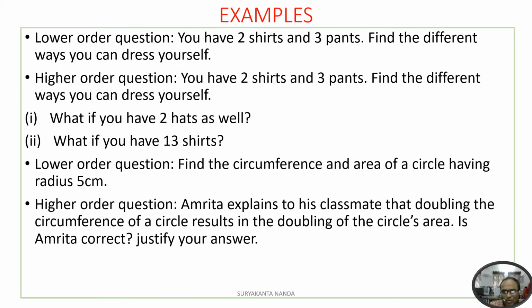Suppose one more question: find the circumference and area of a circle having radius 5 centimeters. So this is a question based mainly on knowledge or comprehension type. This is a lower order question. Instead of asking like this, we may ask in this way also. Amrita explains to his classmate that doubling the circumference of a circle results in the doubling of the circle's area. Is Amrita correct? Justify your answer.